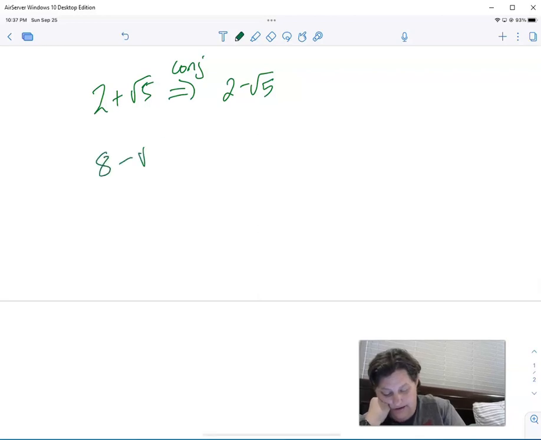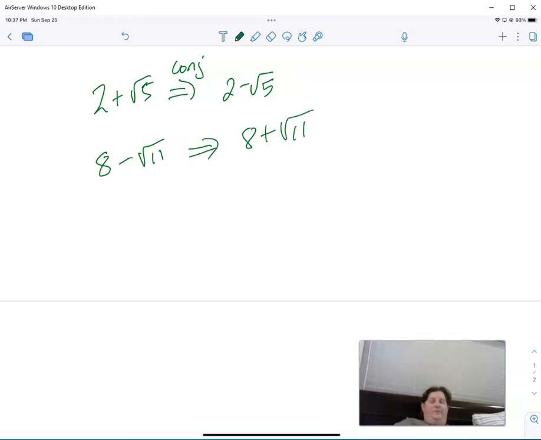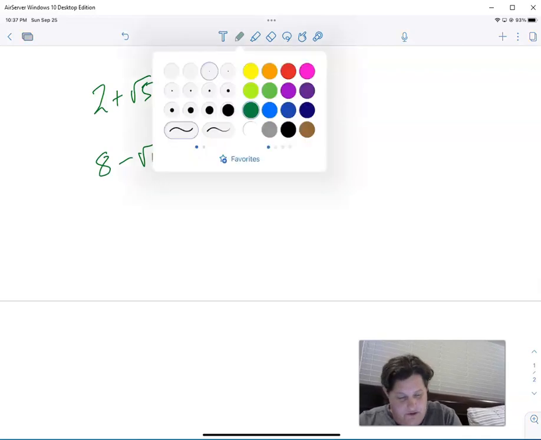8 minus the square root of 11. The conjugate to that is 8 plus the square root of 11, and conjugates have special properties. We're going to be able to use the conjugate to make this problem a little bit different. You've also seen this before, just to relate it.